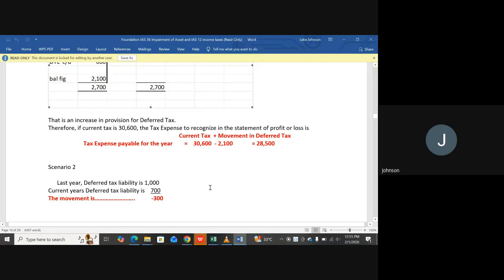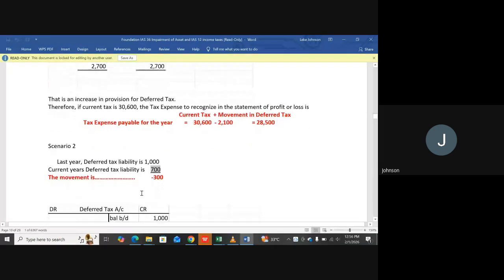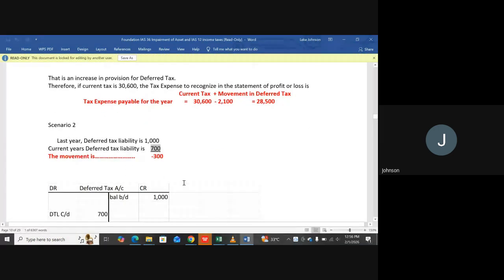So if you are looking at it from that angle, last year we had a liability of 1,000. This year they are saying the liability is now 700. It means that part of the liability has been settled. So this 1,000 minus 300 is what will give us 700. So it means that the movement is a negative 300.